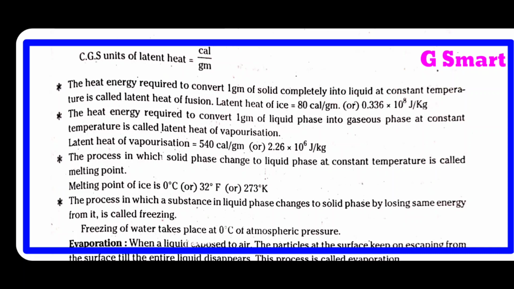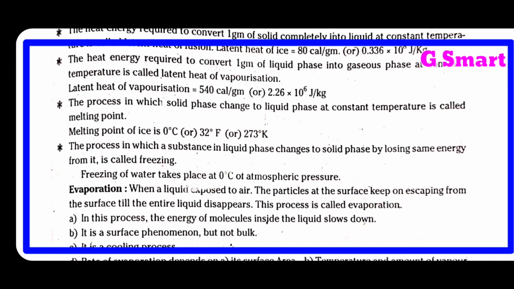The heat energy required to convert 1 gram of liquid phase into gaseous phase at constant temperature is called latent heat of vaporization. Latent heat of vaporization is equal to 540 calories per gram or 2.26 into 10 power 6 joule per kilogram.